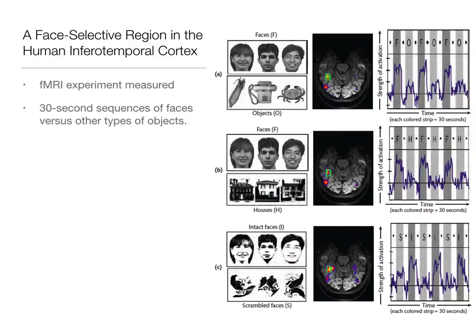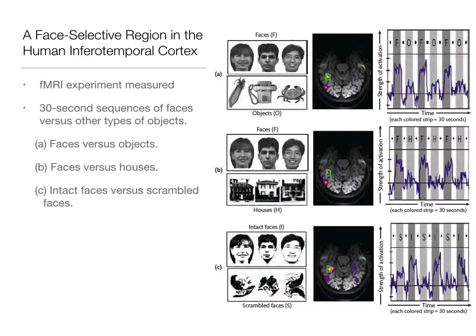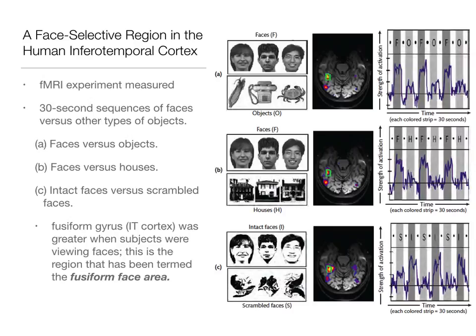And so what you're seeing in all of those is that they're getting more activation for those intact faces in this area. So again, they looked at faces versus objects, faces versus houses, or intact faces versus scrambled faces. And what they found was that in this fusiform gyrus in the IT cortex, there was greater activation when viewing faces. This is that region that's been termed the fusiform face area, or FFA, because it reacts differently to faces than it does to everything else, including when it has all the same features of a face, but they're just presented in a non-face-like pattern in terms of the scrambled face. So this is really going to support the modular view, that there is a specific area of the brain where this kind of processing and this kind of coding is going on.